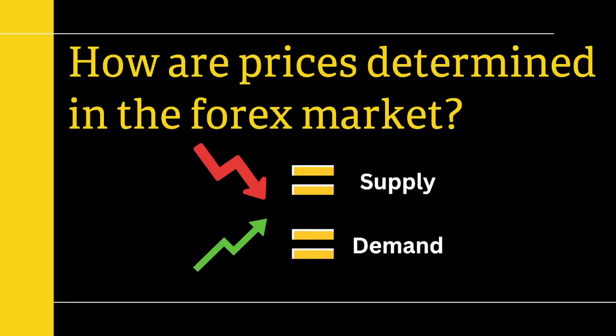So, how are prices determined in the forex market? Just like any market in the world or any type of product, the forex market moves by supply and demand. When demand is higher than supply, prices go up, and when supply is higher than demand, prices go down. We will discuss supply and demand much more deeply as we move on in the course. But for now, that's all you need to know. Supply means prices going down, demand means prices going up.